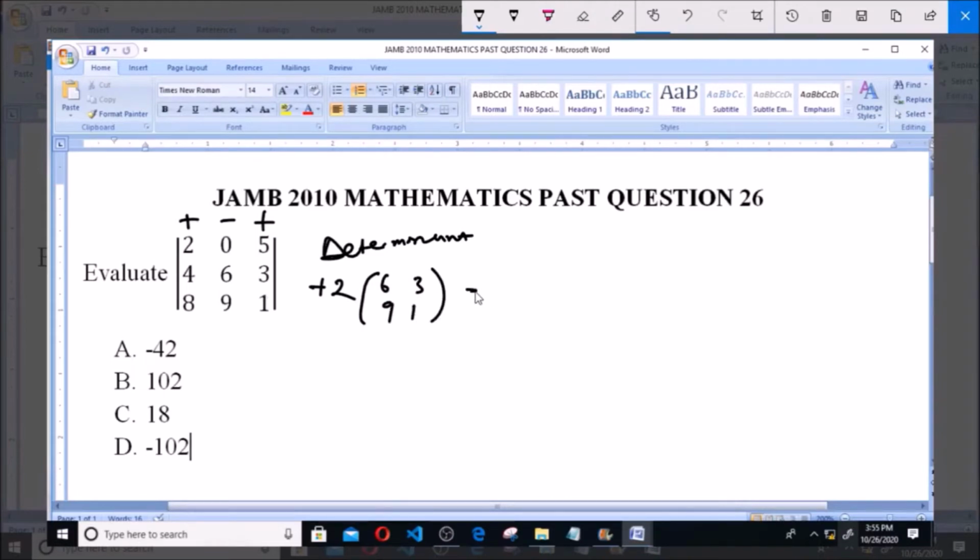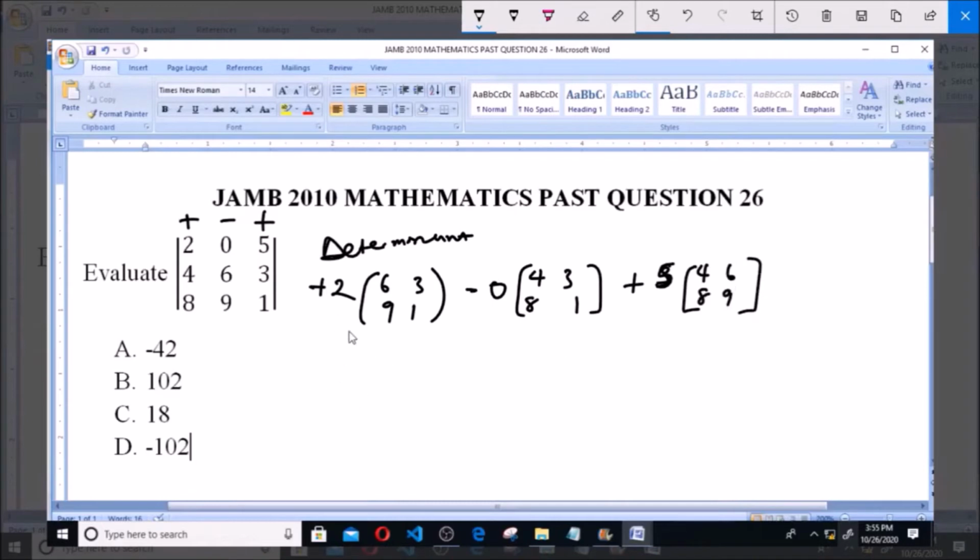Then minus 0 into, I now pick here, here, here, here. I don't pick what's under 0 again. So I have 4, 3, 8, 1. Then plus 3 into, I now come here. This is plus 5, sorry, not 3. Plus 5. So I now come here. I don't pick what's under 5. I pick my 4, 6, 8, 9. So 4, 6, 8, 9.